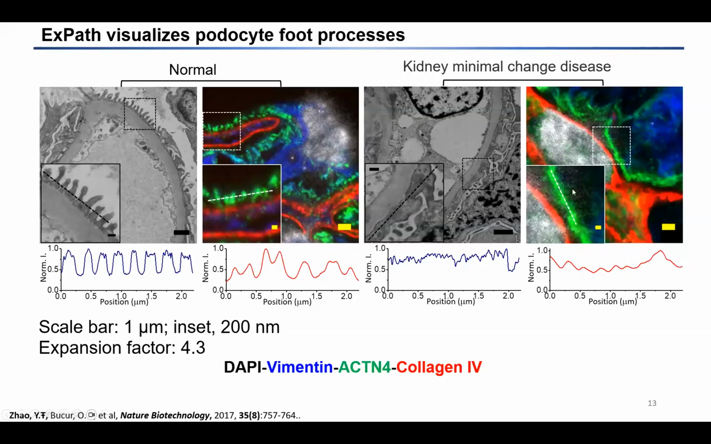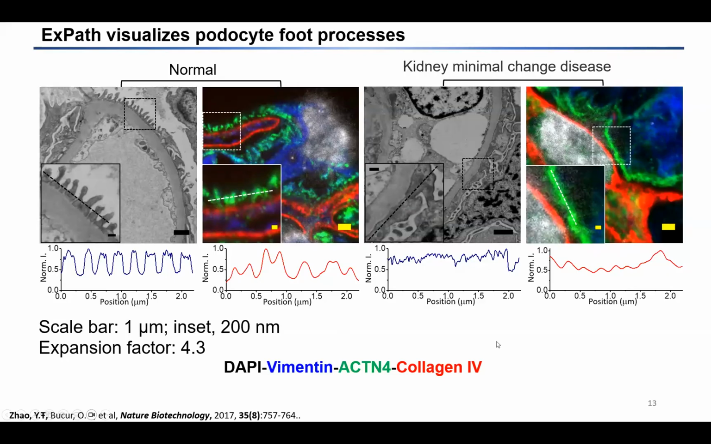While in the case of kidney minimal change disease, you do the same thing, expand them using expansion pathology by about 4 times. And now you can see when you draw the line profile that literally the periodic structure disappears, just like what EM shows.